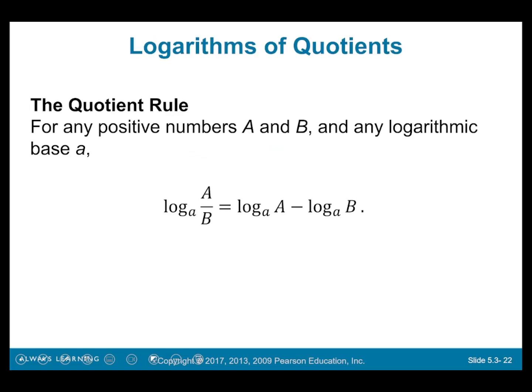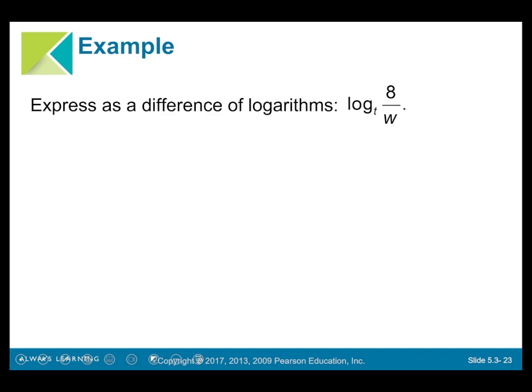Now for the next row, we have something similar for quotients. I can have log base a of a over b, which is log base a of a minus log base a of b. So now I have subtraction in between them. So let's see this one in action. If we have log base t of 8 over w, well, that's going to be the same as log base t of 8 minus log base t of w. And that's it. We have just used that second rule.